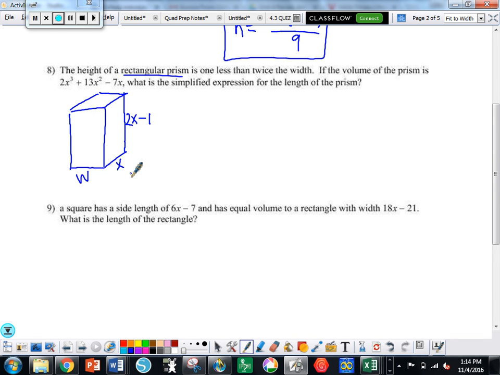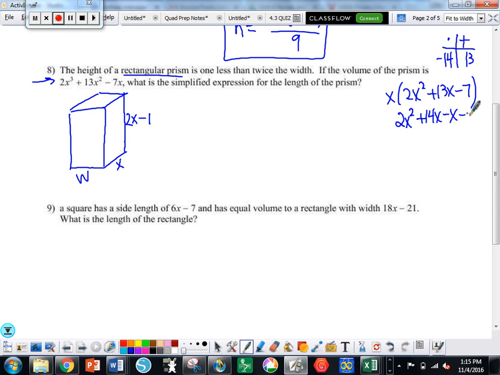If the volume of the prism is 2x cubed plus 13x squared minus 7x, what is the simplified expression for the length of the prism? So let's start by factoring the volume. Off to the side, I'm going to pull out an x. And then I'm going to play the game. We need to find two numbers that multiply to negative 14 and add to 13. 14 and 1, so 2x squared plus 14x minus x minus 7. Then we will group it.